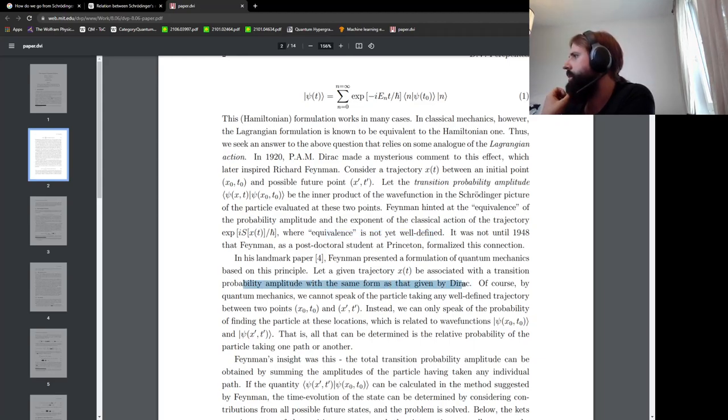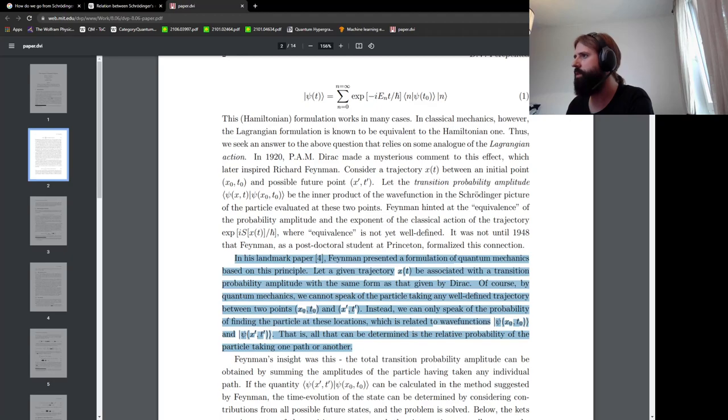Of course, by quantum mechanics, we cannot speak of the particle taking any well-defined trajectory between two points. Instead, we can only speak of the probability of finding the particle at these locations, which is related to wave functions. That is, all that can be determined is the relative probability of the particle taking one path or another. Okay, I mean, that kind of makes sense to me, just formally speaking.